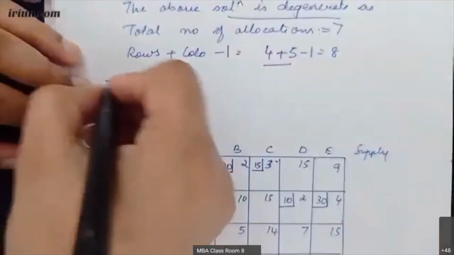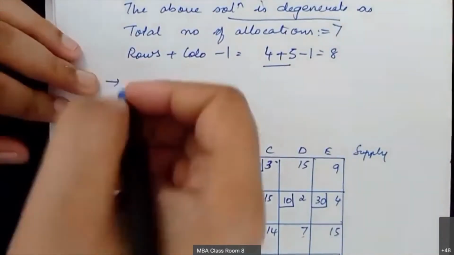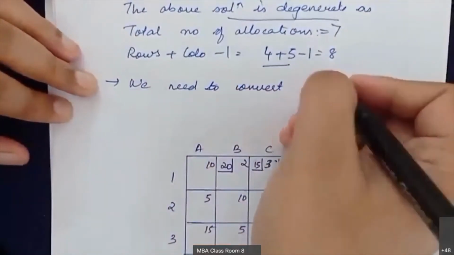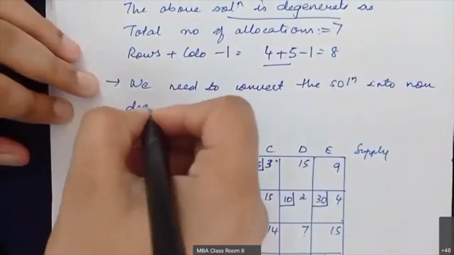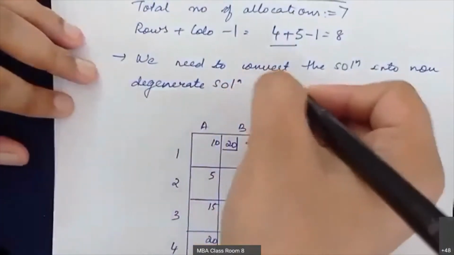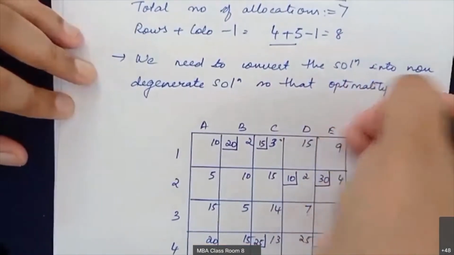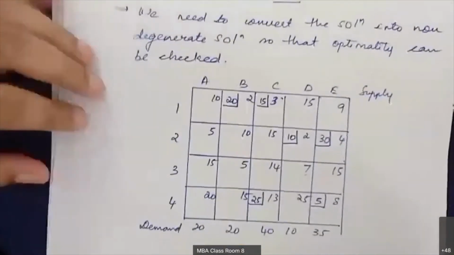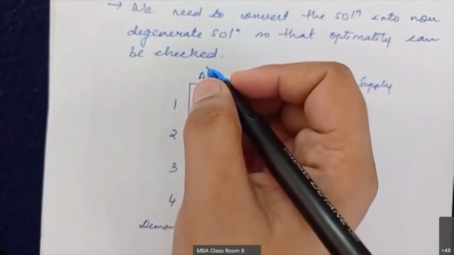So to check the optimality condition, we need to convert this degenerate solution into a non-degenerate solution, so that optimality can be checked. So what are the steps for removing degeneracy? Okay, I'll show you the steps.